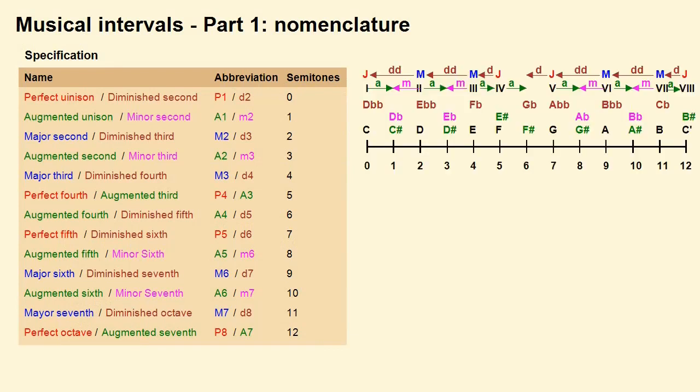On the left side of the screen is shown the table summarizing the specifications of each of the intervals, and on the right side the chromatic scale starting at the note C. In the diagram on the right, the arrows pointing to the left are pointing towards lower frequencies, and we will say they are pointing in a downward direction. On the contrary, the arrows pointing to the right point to higher frequencies, and we will say that they do so in an upward direction.